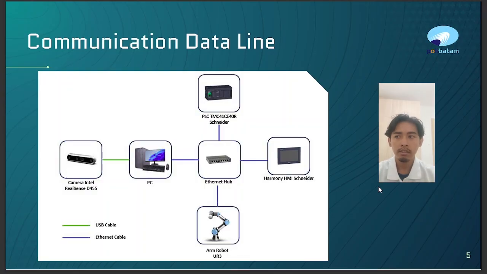And next is the communication data line. This is the design of our communication data line. For the connection, we use USB cable and Ethernet cable. First, between the PC and the Intel RealSense D455 camera, we use a USB cable for communication. And for the other devices, we use Ethernet cable as the data line communication.